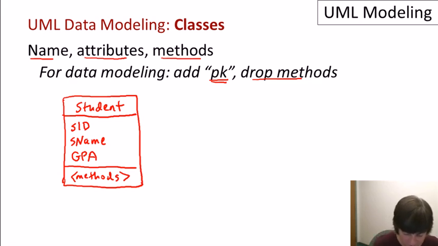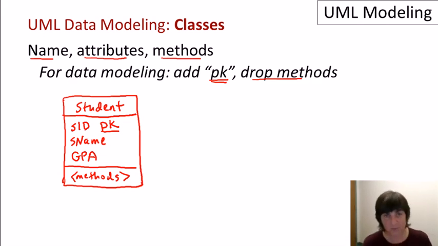Another is that we specify a primary key if we wish, and that's specified using the terminology PK. So we'll say that the student ID in this case is the primary key. And just as in keys in the relational model, that means that when we have a set of objects for the student class, each object will have a unique student ID. There will be no student IDs repeated across objects.